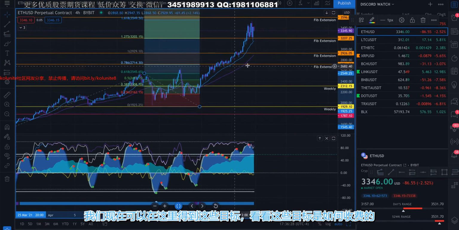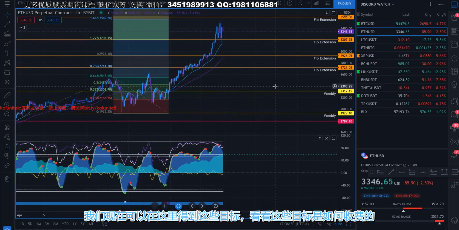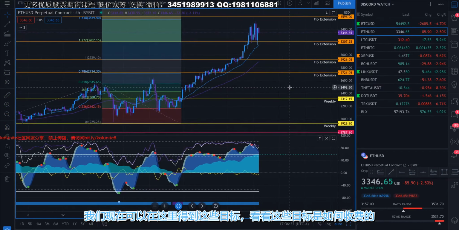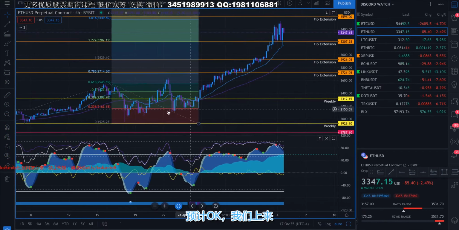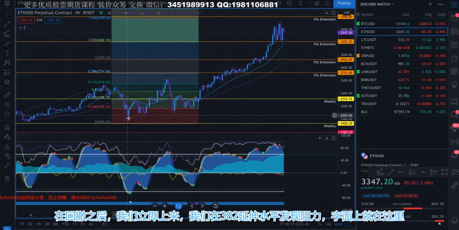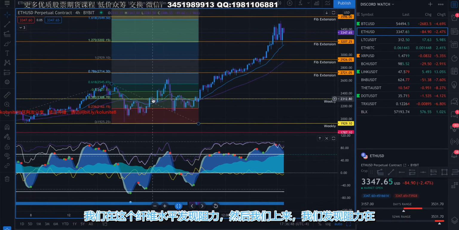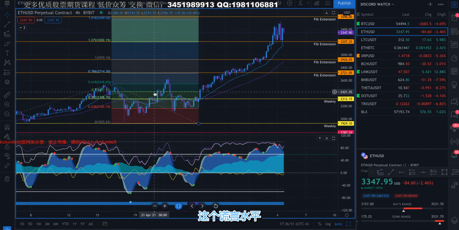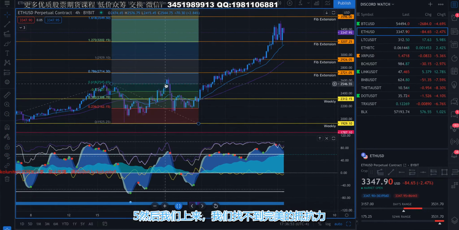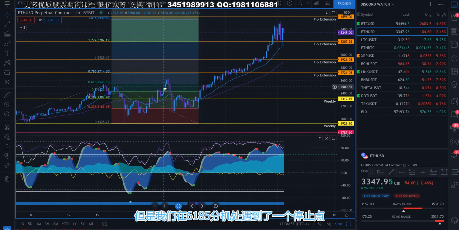We can get these targets right here. Now look at how these targets are respected. We come up after the retracement, and we find resistance right here at the 382 extension level. Then we come up and we find resistance at this fib level, the 0.5. Then we come up and we don't find perfect resistance. We get a little fake out above it, but we hit a stopping point at the 618 fib extension.